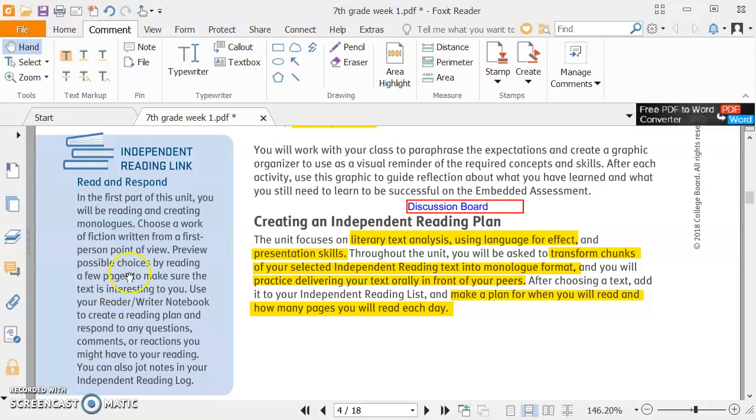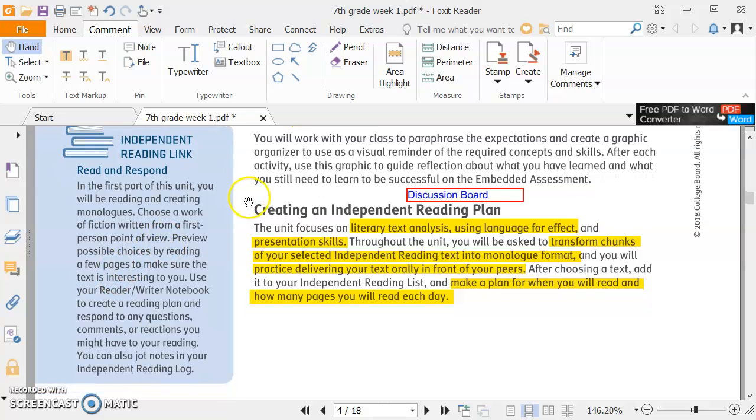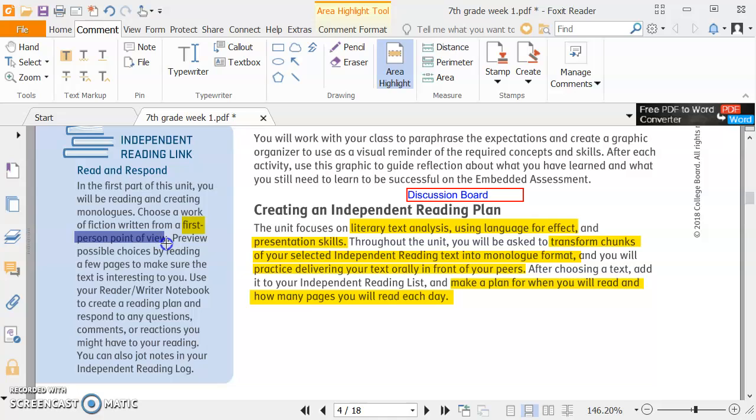Okay, and now here on the side, it says, in the first part of this unit, you will begin reading and creating monologues. Choose a work of fiction written from a first-person point of view. I'm going to highlight that. First-person point of view. Now, if you don't know what first-person point of view is, that's when the text uses I. Like, I went to the store and saw my sister. It uses personal pronouns of I. So that's how you know it's first person.